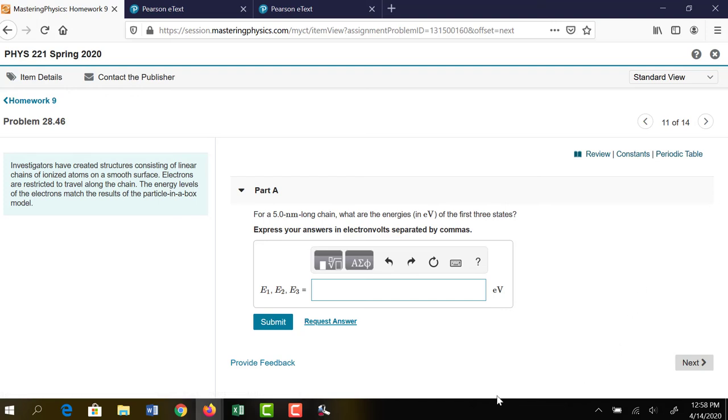Okay, so in this problem, investigators have created structures consisting of linear chains of ionized atoms on smooth surfaces. Electrons are restricted to travel along the chain. The energy levels of the electrons match the results of a particle in a box model. So take a look at that section from the book, a particle in a box. The idea behind it is if these particles have a wave structure, and these are standing waves, the standing waves can only be confined to certain areas and have certain frequencies.